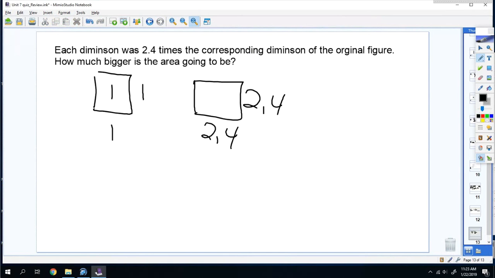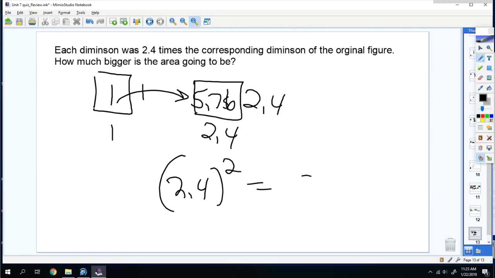So this originally was 1. And so now my area is 5.76. So how did 1 get to 5.76? By multiplying by 5.76, or doing 2.4 squared, which is 5.76. You square what you're multiplying the dimensions by.